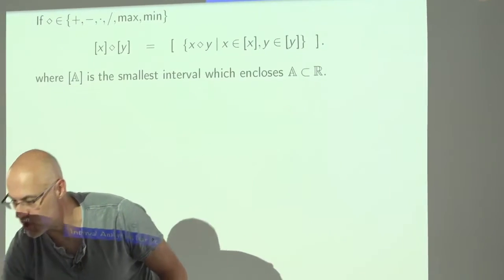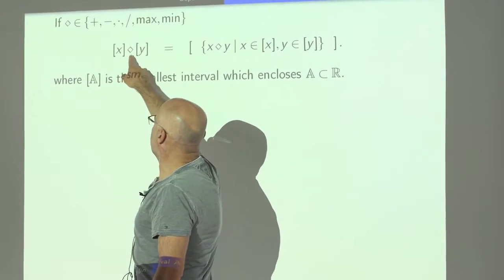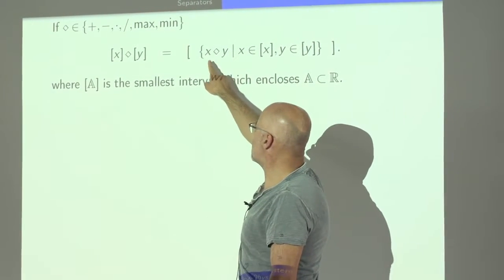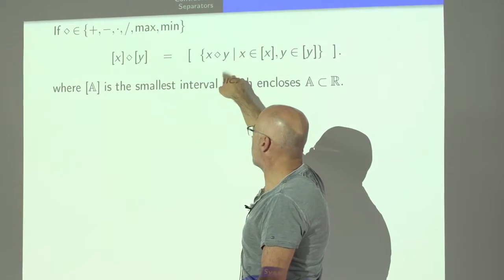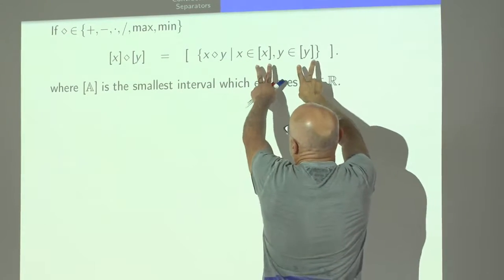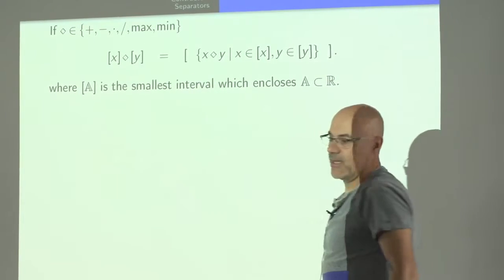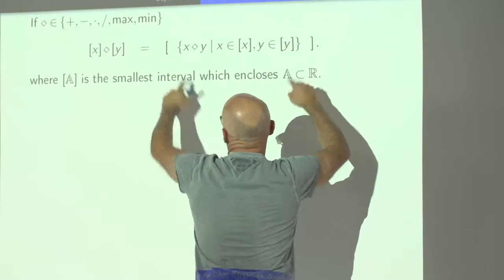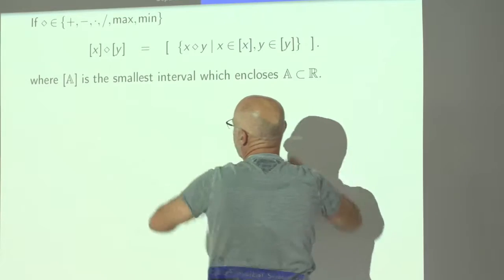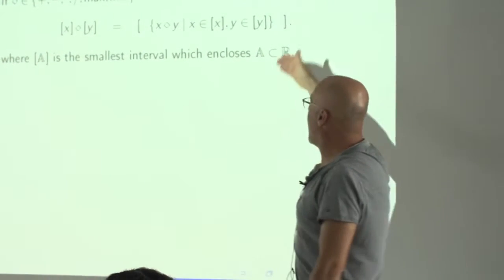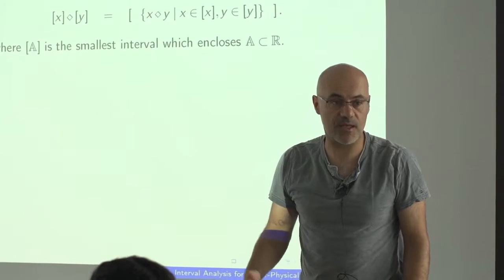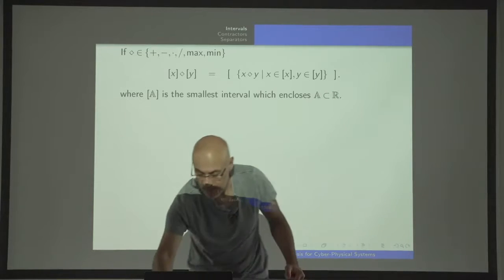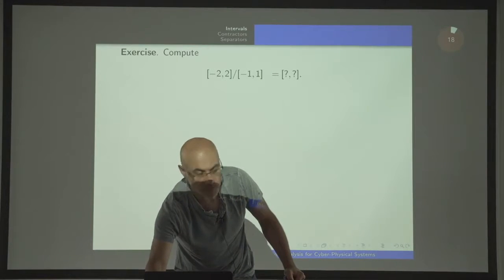So what does the definition give here? A operator B, okay, X, Y. I take all possibilities for the result of X operator Y when they are inside the interval, and I obtain a set. This set may be discontinuous. So in this case, I take the smallest interval which encloses this set. It is how I define an interval arithmetic operation. I want it to be closed: if I make the operation between two intervals, I still obtain an interval.